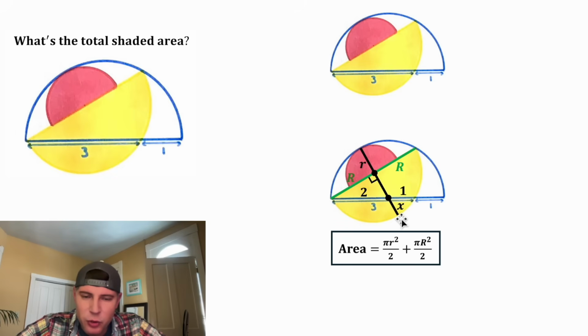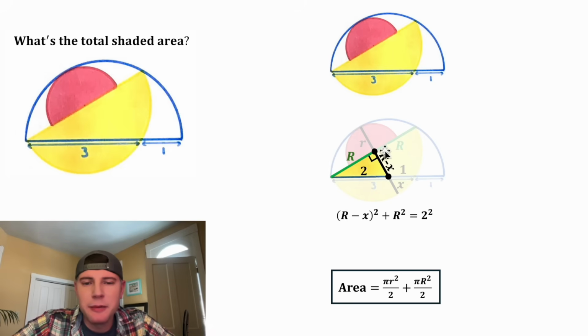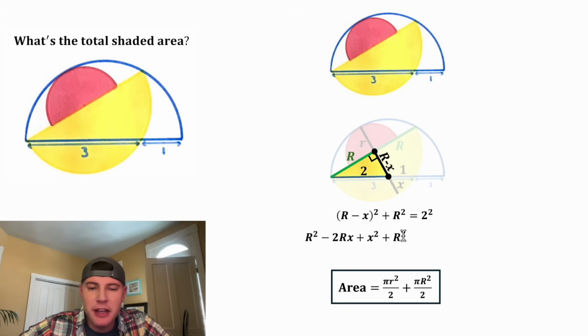And then since this whole thing is a radius of the yellow semicircle, it'll be equal to big R. And if the whole thing is equal to big R and this is equal to x, this last little piece is going to be equal to big R minus x. And then from here, let's focus on this right triangle. And since it's a right triangle, we can do the Pythagorean theorem. It's going to be equal to the quantity big R minus x squared plus big R squared equals 2 squared. And now when we multiply this out, it'll give us big R squared minus 2 big R x plus x squared. And then we can bring down the big R squared, and on the right hand side, 2 squared is equal to 4.